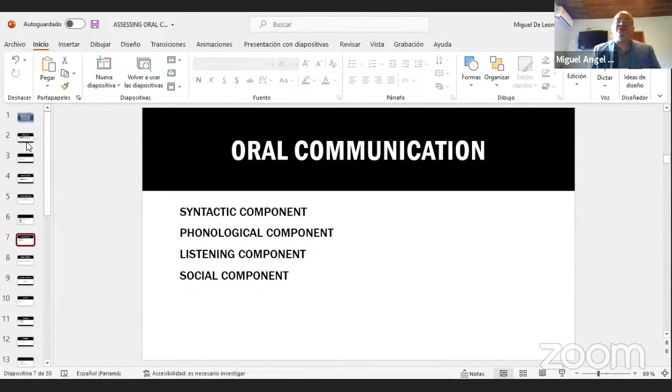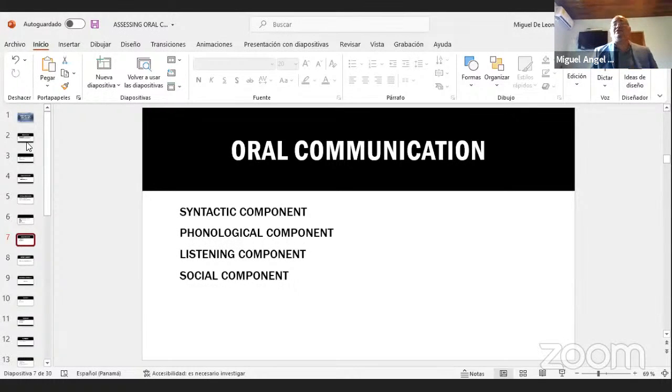So let's go to oral communication, the components that we have. We could say that oral communication has a syntactic component, as Aldair was saying. In the case of prescriptive grammar, for example, they say what is correct and what is not correct, how we should speak using language. It has a phonological component as well, which is pronunciation, how well I pronounce correct English, as we say.